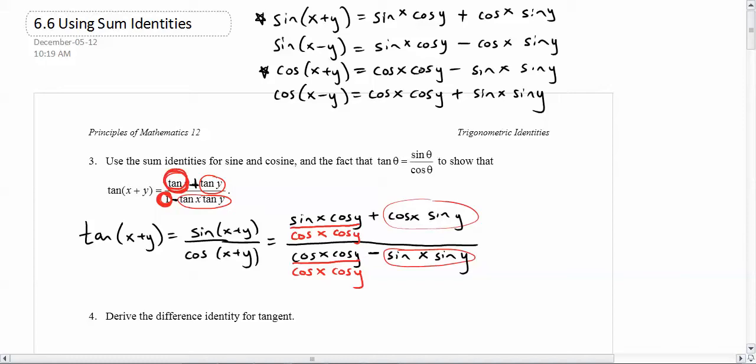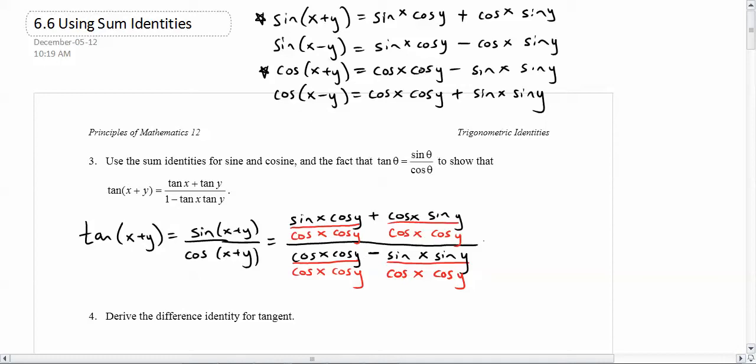Well, I can't just divide 2 of the terms by cosine x, cosine y. Whatever I do to any term on this complicated fraction, I must do to every single term. So every single term must be divided by the exact same thing. Oh look, the cosine x's will cancel here, and I'll have sine x, sine y over cos y, which is tan y. Oh, how nice. And then here I have cos x cos y, nothing cancels, but sine x over cos x is tan x, and sine y over cos y is tan y.